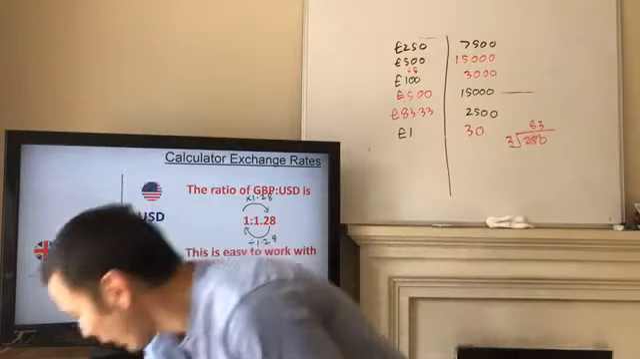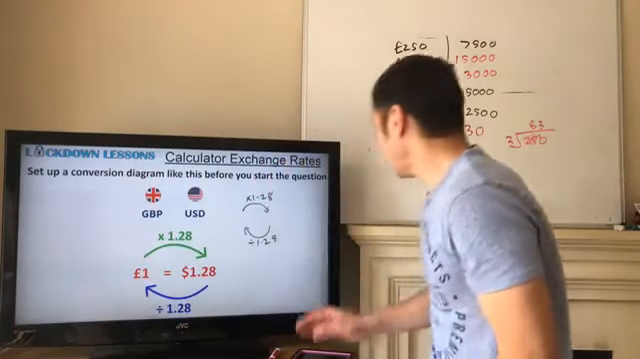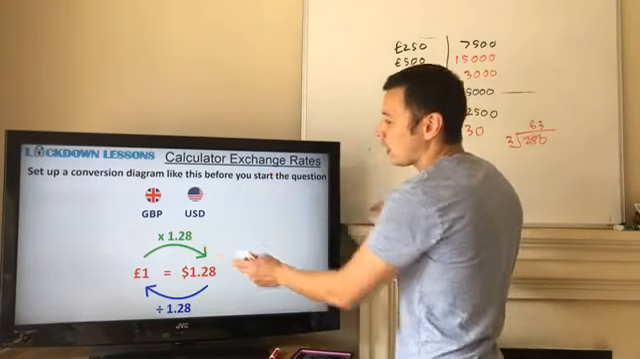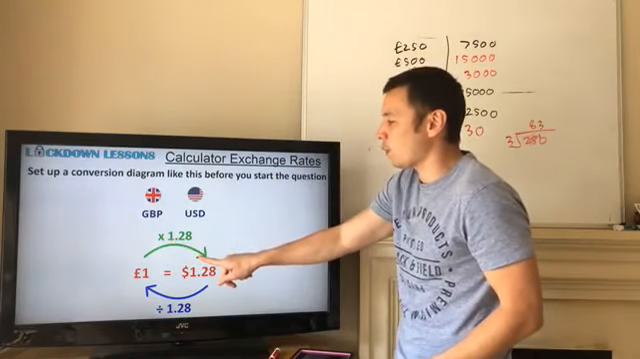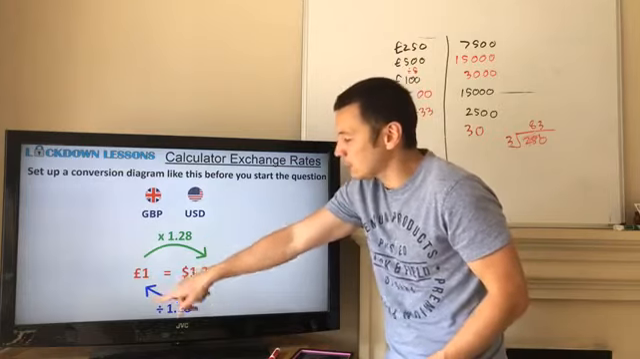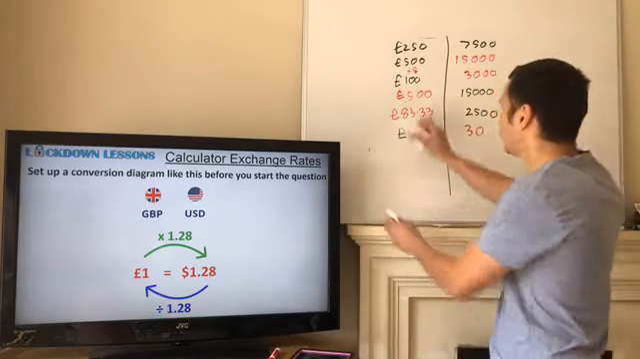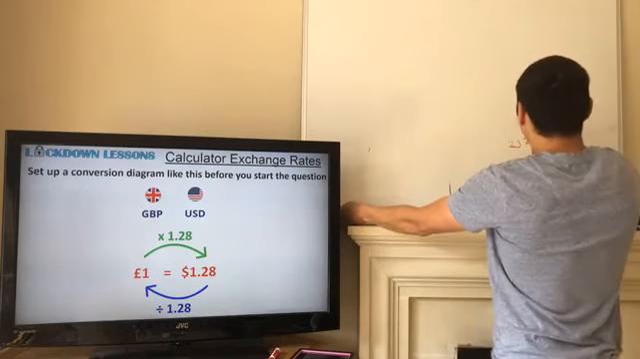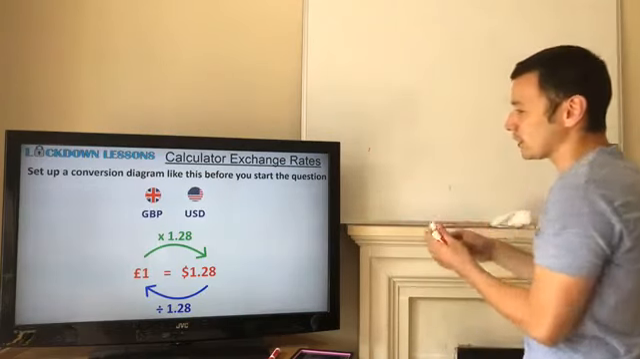So I'll just show you what I mean there on a bit of a bigger one. So that's what I've written down there, to get from pounds to dollars. Pounds to dollars, you times by 1.28. Dollars to pounds, you divide by 1.28. So can you use that? And I want you to tell me just two questions on the board.